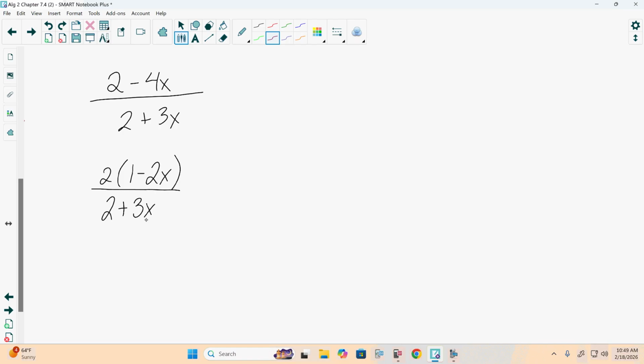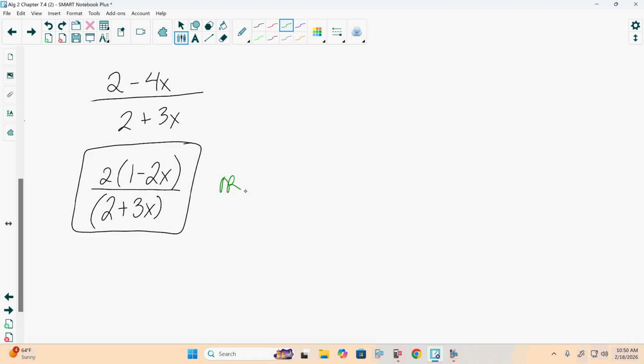Then again, we can check top and bottom, but even though we do have this 2 outside and a 2 on bottom, that 2 and the 3x are stuck together because of addition, telling us that 2 times 1 minus 2x all over 2 plus 3x is the final answer. Even though factoring the numerator didn't affect any kind of reduction, we can leave it as this here.